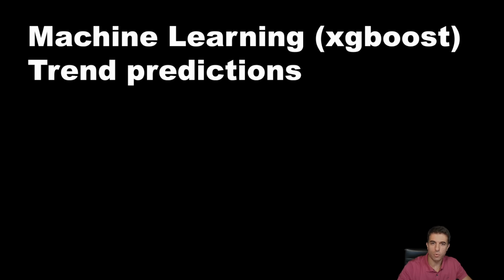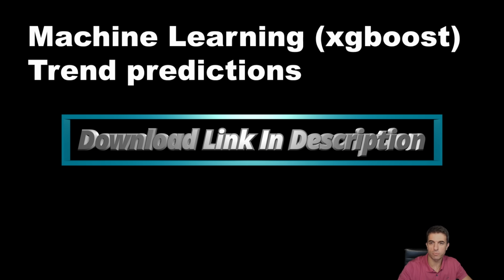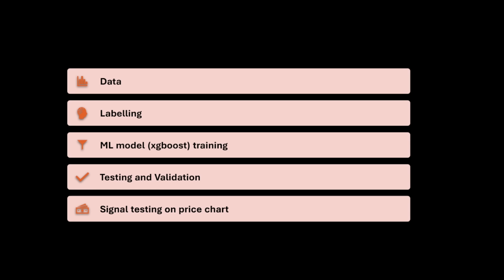So now I will show you how I trained the machine learning model so you can reproduce the same results. And if you are here for the coding part, the Python code I'll be using is available for download from the link in the description of this video, so you can download it for free and run this experiment from your side. Our quick plan is the following.